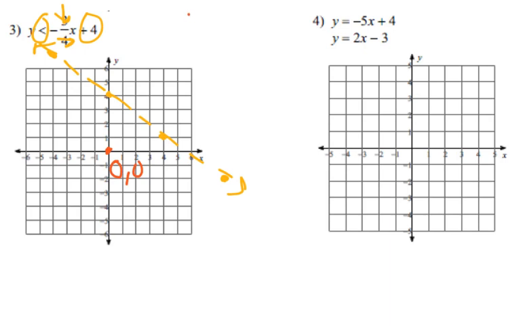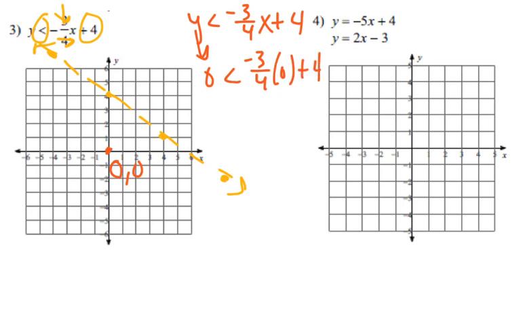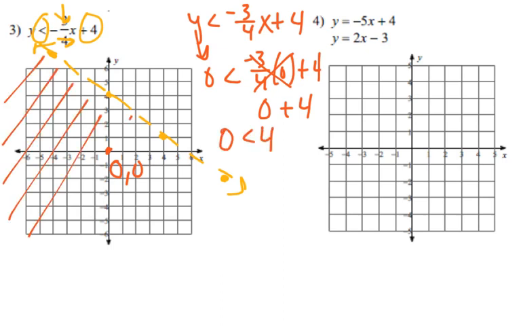Take our inequality and put in my point. So 0 for y, 0 for x. Then that would become 0. 0 plus 4 is 4. Is 0 less than 4? Yes, that's true. So it means 0, 0 is the point that works. So we shade that side.